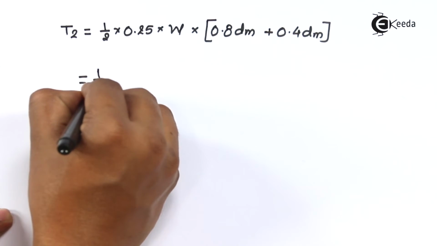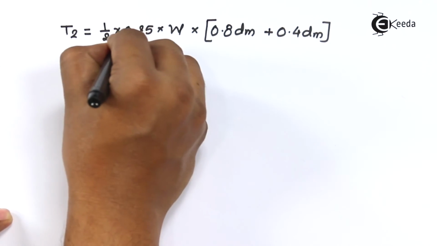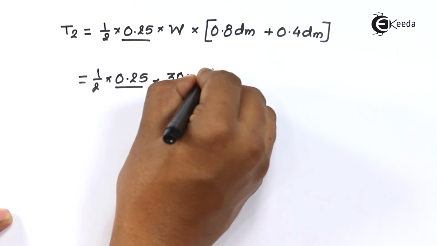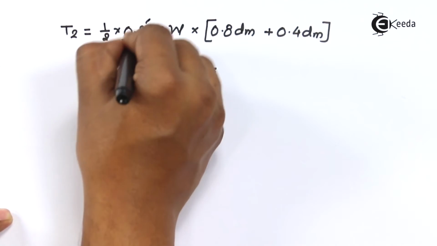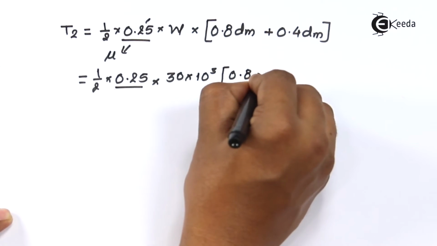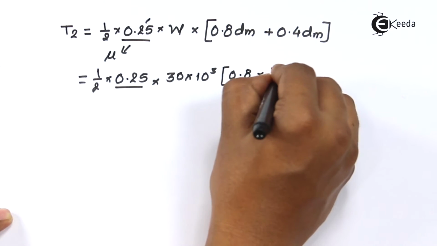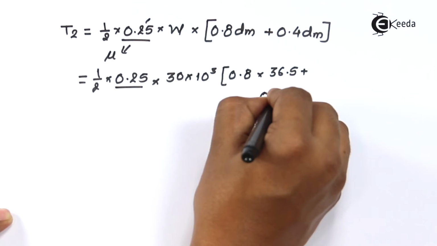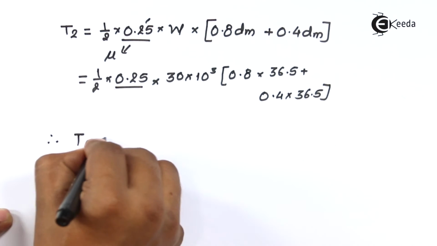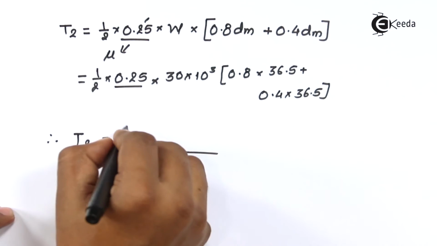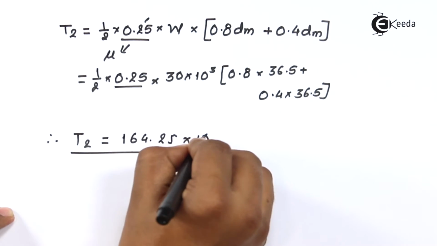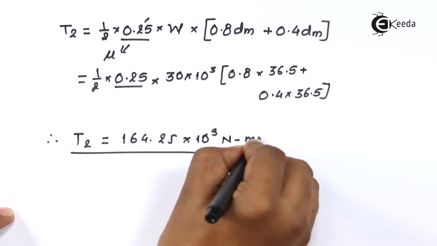As we substitute these values, half, 0.25, of course it's the coefficient of friction mu we have, into the load that we have, 30 into 10 raised to 3, into 0.8 times dm that we have, it's 36.5, plus 0.4 times 36.5, and hence upon calculating the value of T2, we will get somewhere around 164.25 into 10 raised to 3 Newton millimeter.